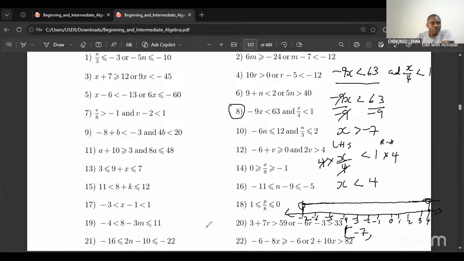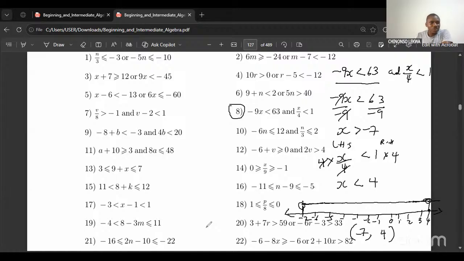Okay, so this is negative 7, comma, 4 on the other side. This interval is what satisfies the compound inequality. Because it's an intersection, I want to get where the two inequalities intersect, and that region is the only solution to this compound inequality. Yeah, thank you so much.